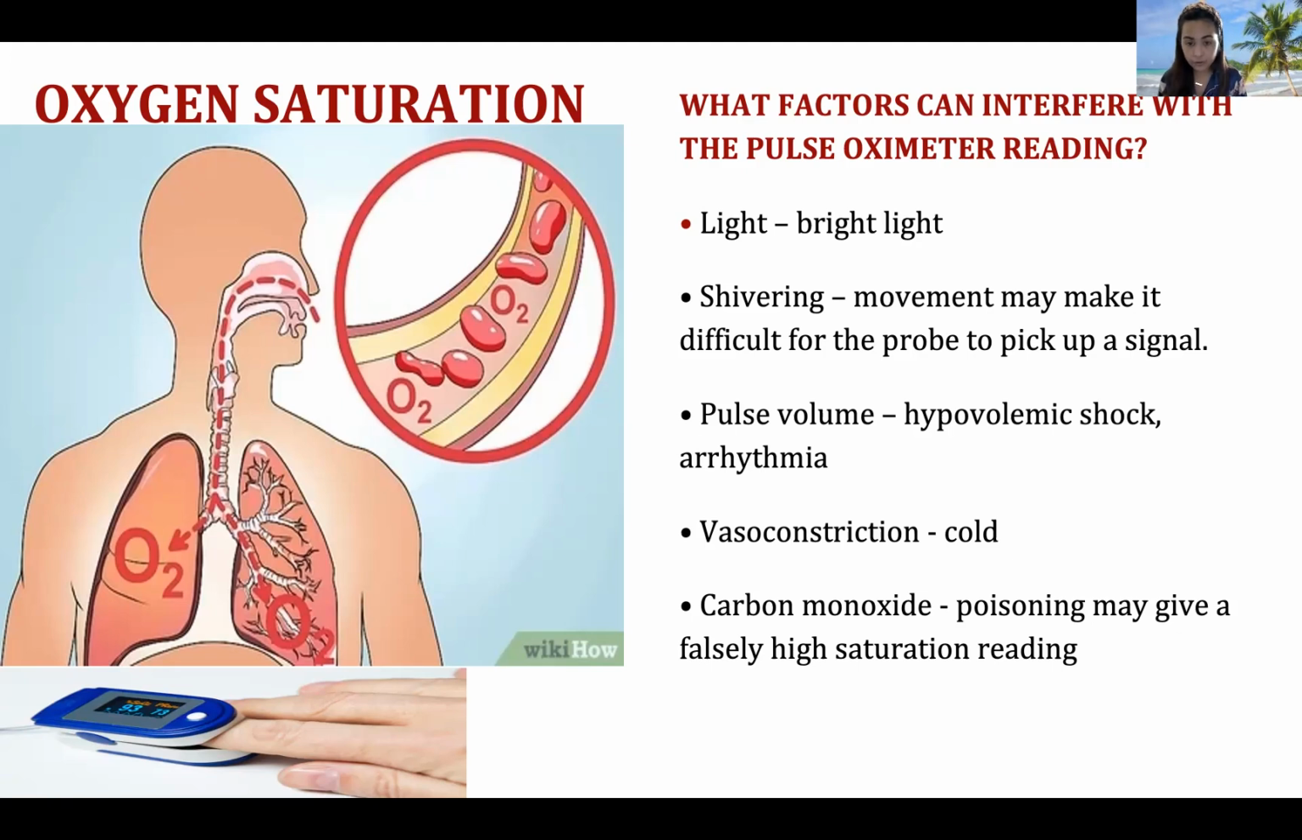Vasoconstriction. If your arms and feet are cold, there will be vasoconstriction. That's why the result will not be shown in the oximeter. So what you need to do is make the hands and feet warm. You can put a blanket to make them warm. Make sure before putting it on that the area is warm. Carbon monoxide poisoning may give a false high saturation reading.